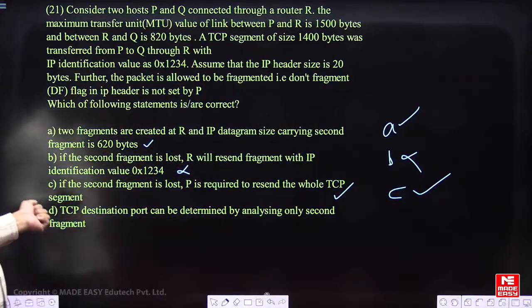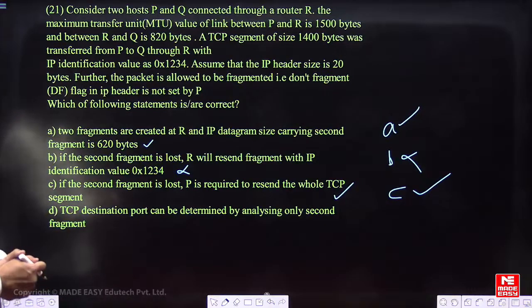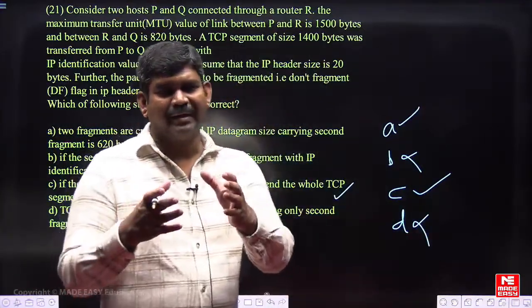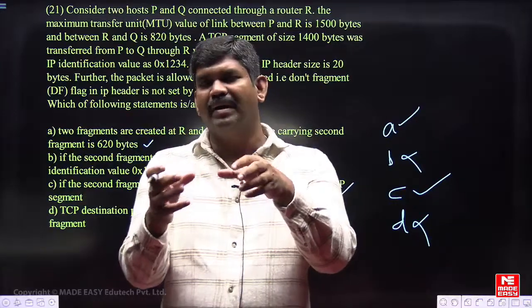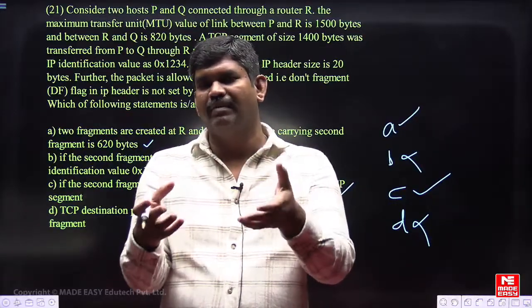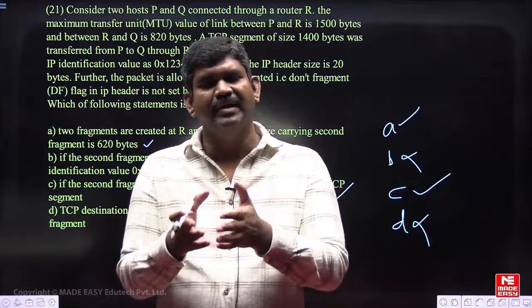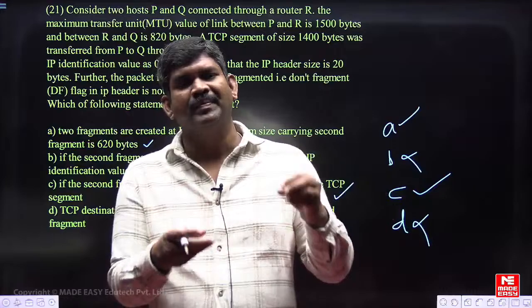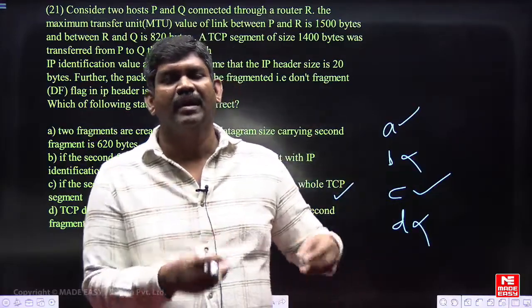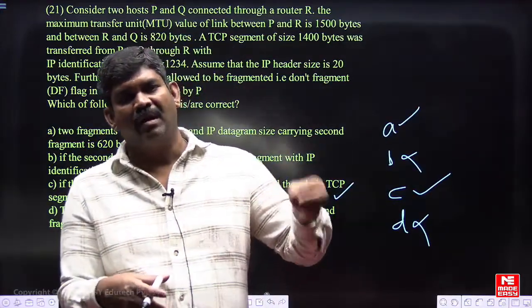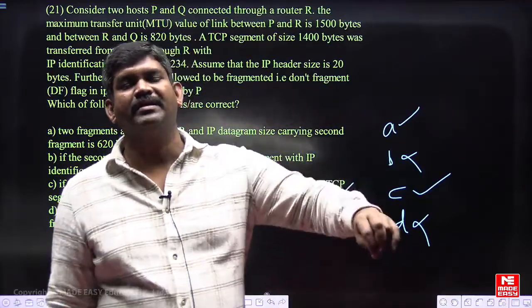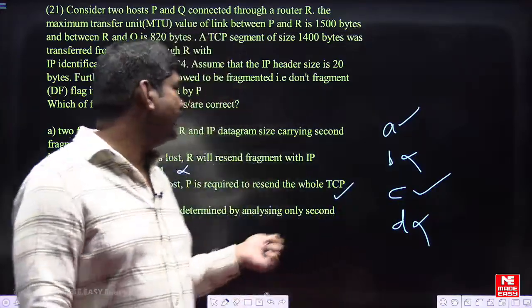Option D: the TCP destination port can be determined by analyzing only the second fragment. So this is false. Why is it false? The packet contains the IP header, and inside the data part the TCP header is already part of it, so the port number will be available in the data. The basic idea is that when you divide the packet into fragments, the TCP information is in the data, so the port information will be available in the first fragment. It is not just the second fragment. That is why it is wrong.